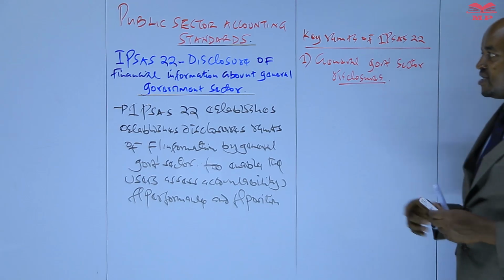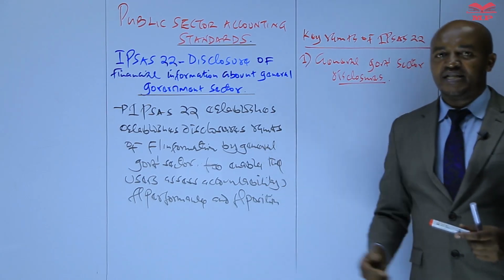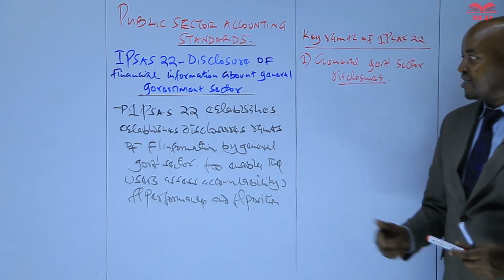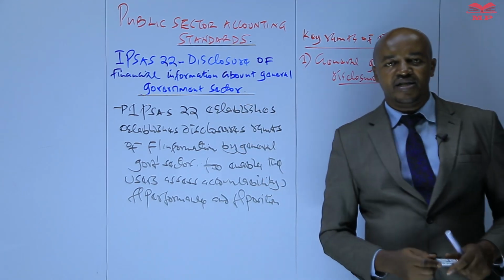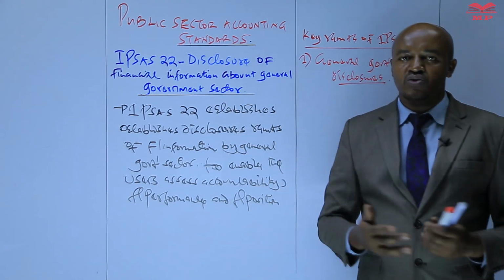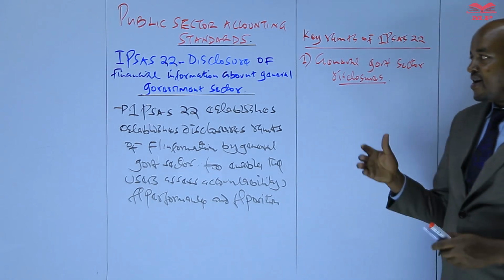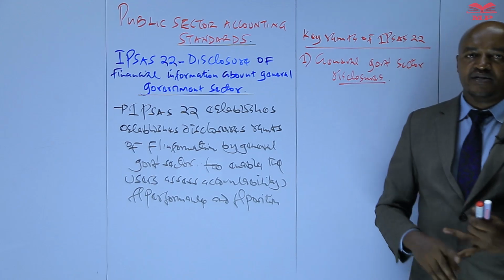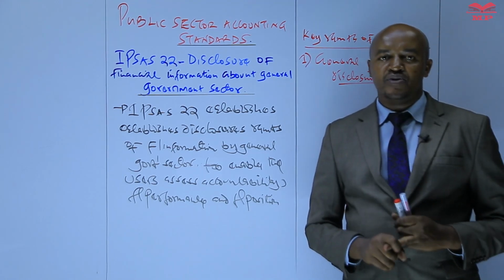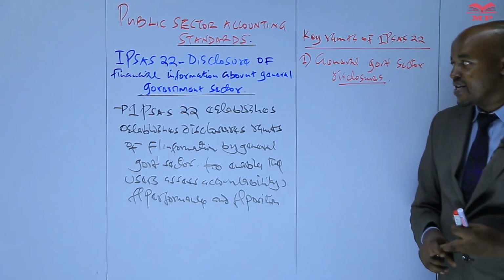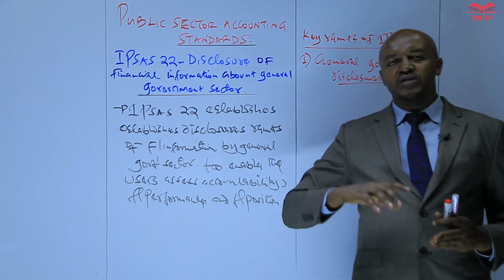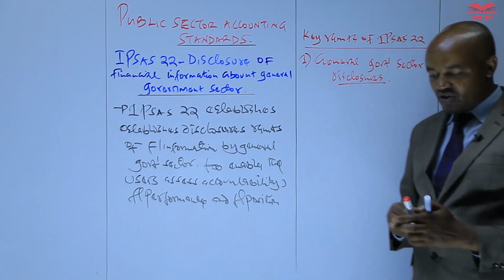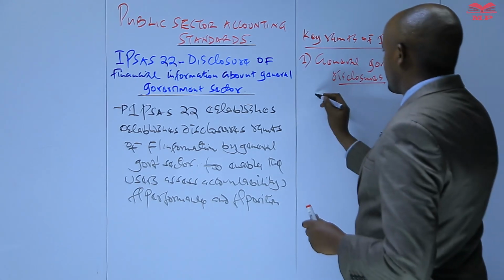Recall what we have said here, that the public sector entities, or basically the general government sector entities, are required to disclose financial information about their financial performance, about their financial position, about their cash flows, and also about their physical sustainability.